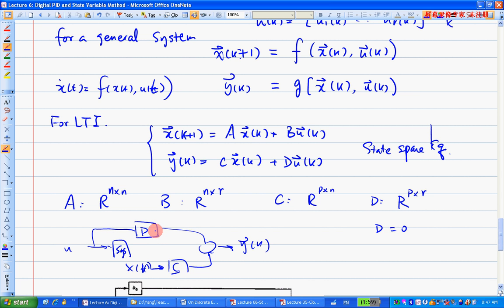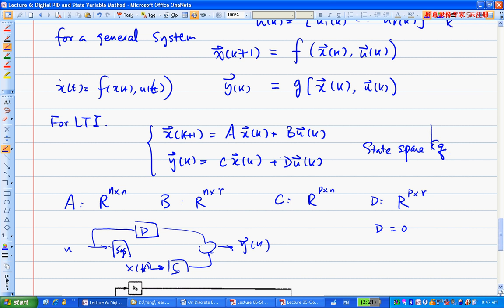In a physical system, say a mechanical system, where would your D term come from? The D generally comes from your design. It comes from your design essentially.